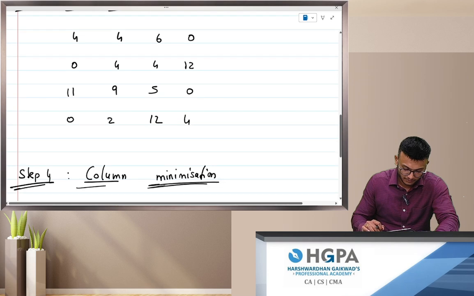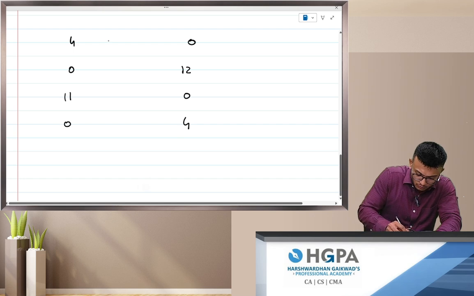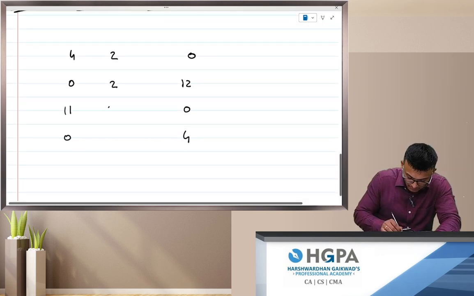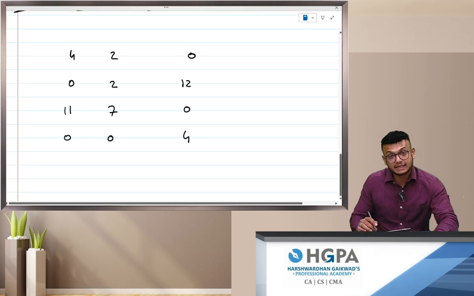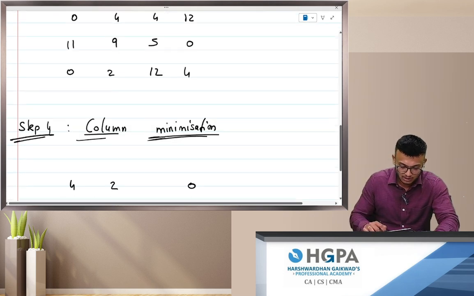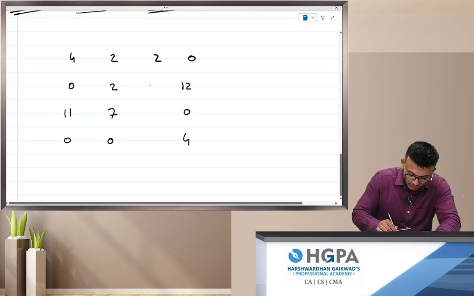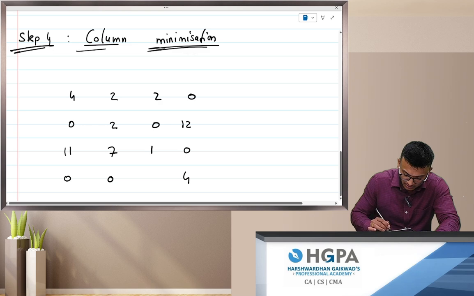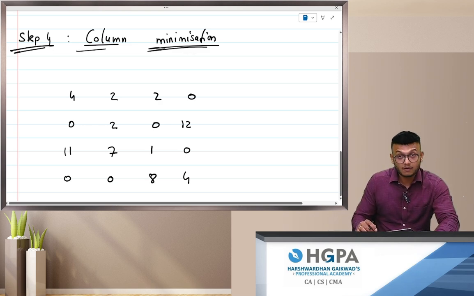Sure. 4, 4, 9, 2, the lowest number is 2. So what do you do? 4 minus 2, 2. 4 minus 2, 2. Next, you have 9 minus 2 will be 7 and 2 minus 2 will be 0. Simple. Next, we have 6, 4, 5 and 12. Lowest number is what? 4. 6 minus 4 is 2. 4 minus 4 is 0. 5 minus 4 is 1. And 12 minus 4 is 8. Okay. This is your column minimization.